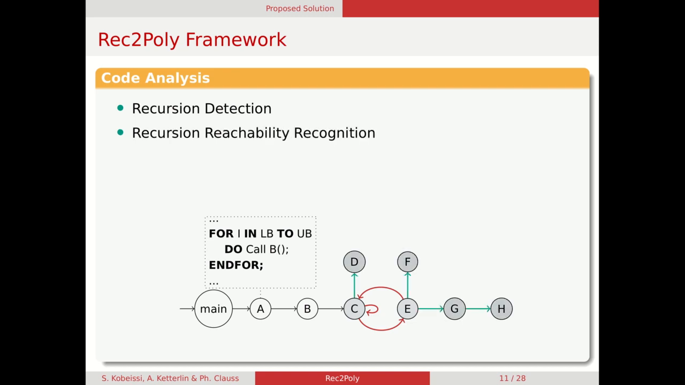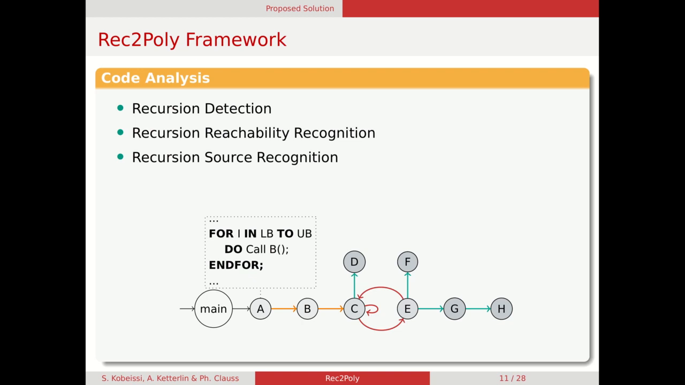Then, Rec2Poly performs recursion reachability recognition. By reachability, we mean the set of functions reachable or invoked directly or indirectly by a recursive function. In this example, functions D, F, G, and H are recognized as reachability functions.